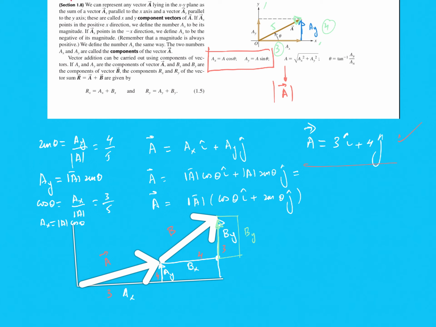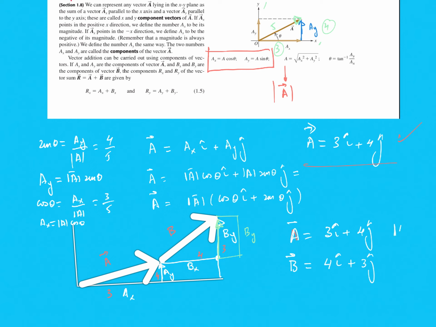Now I will write A. A will be 3i plus 4j: 3 meters in the x direction and 4 meters in the y direction. And what will be B? B will be the vector that is 4 meters in the x direction and 3 meters in the y direction. So it will be the vector 4i plus 3j.